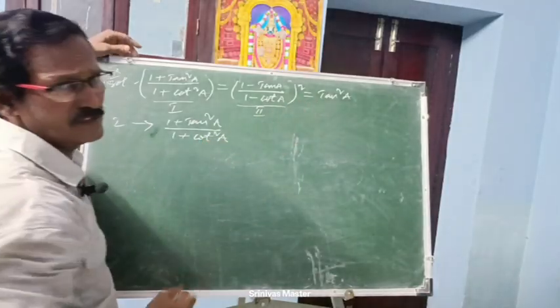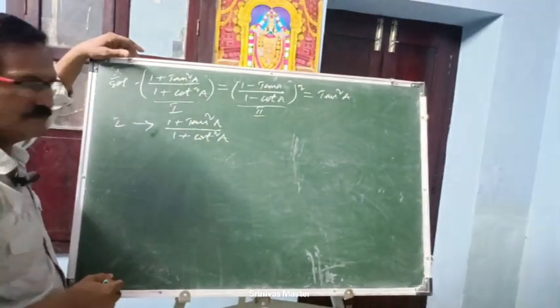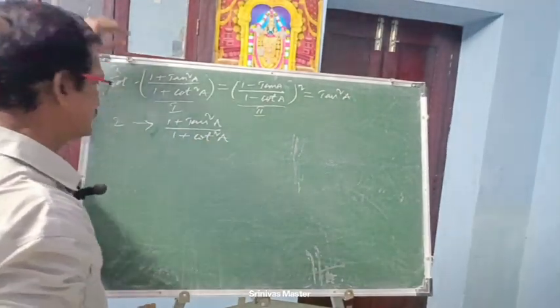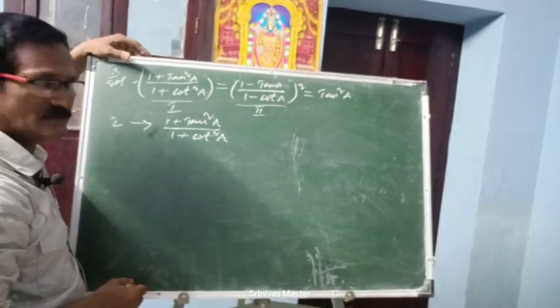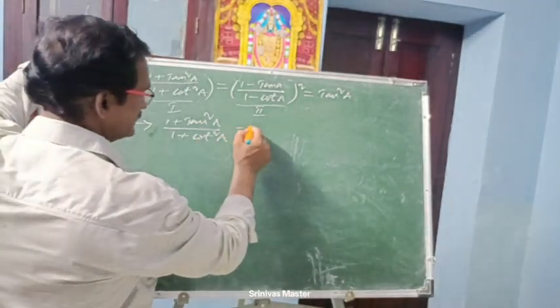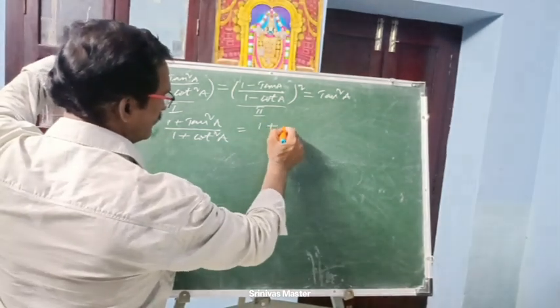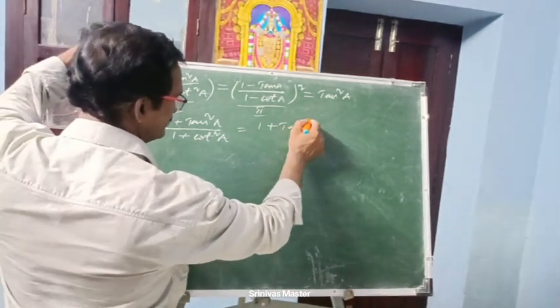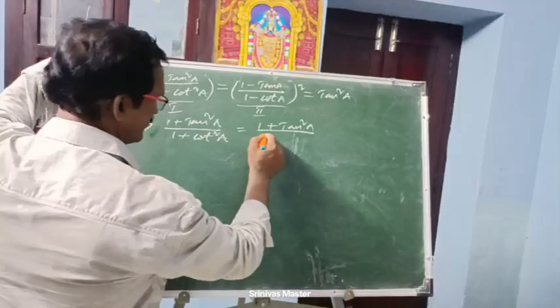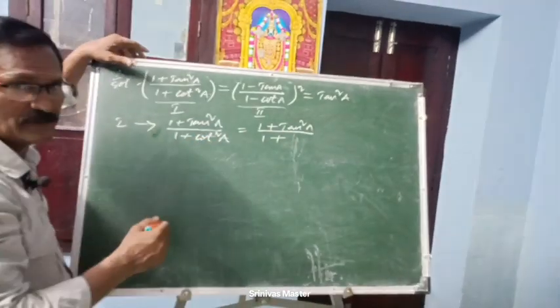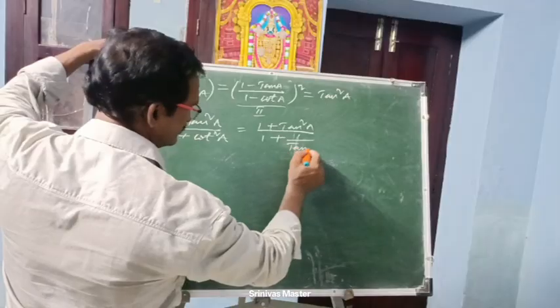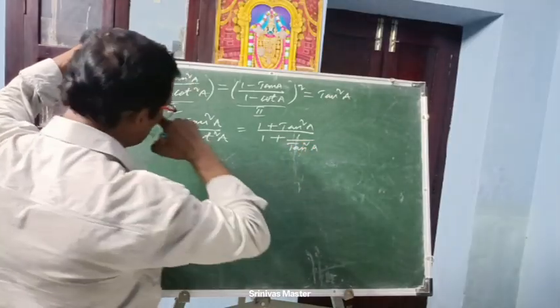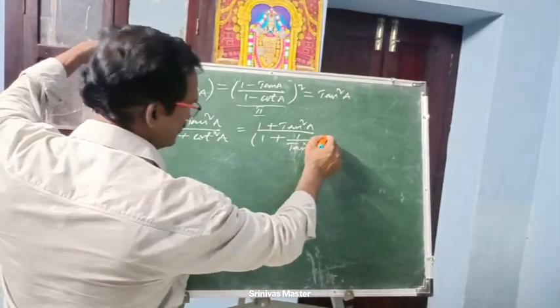We need tan, so only cot has to change. Cot is the reciprocal of tan. Cot A equals 1 by tan A, right? So this can be written as 1 plus tan square A by 1 plus, in place of cot square A, what do we take? 1 by tan square A. So this we can simplify.